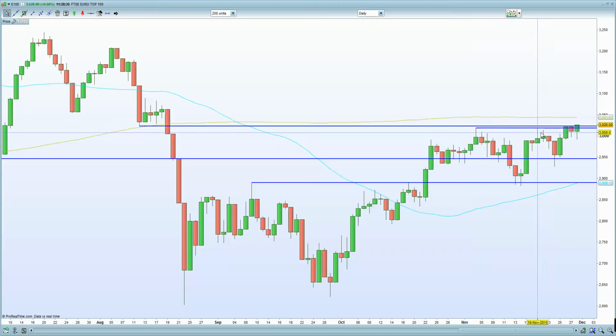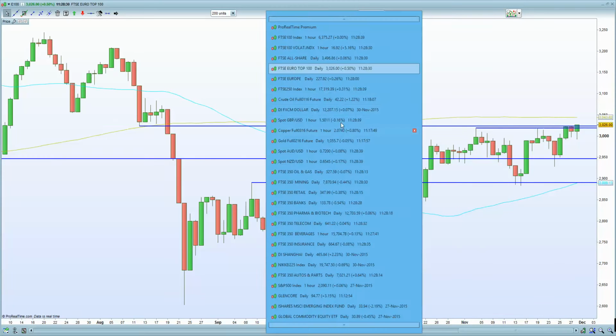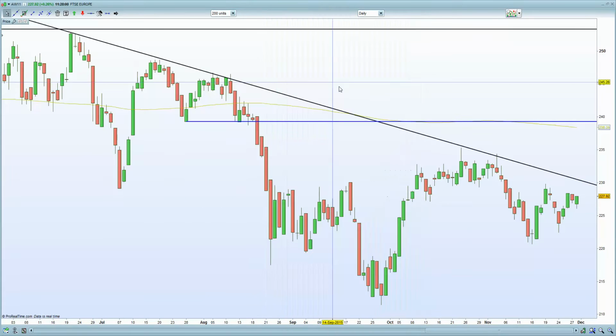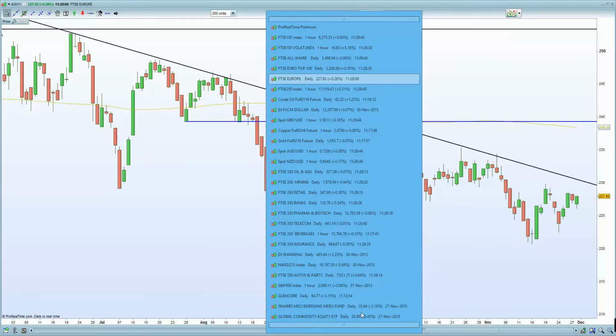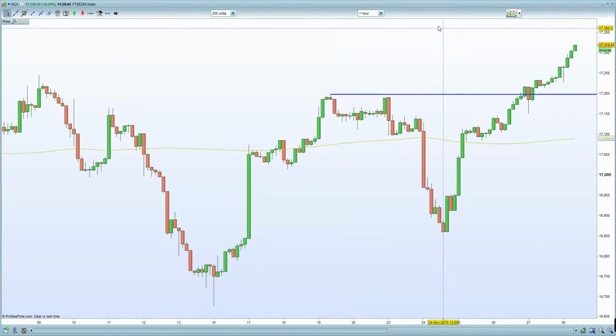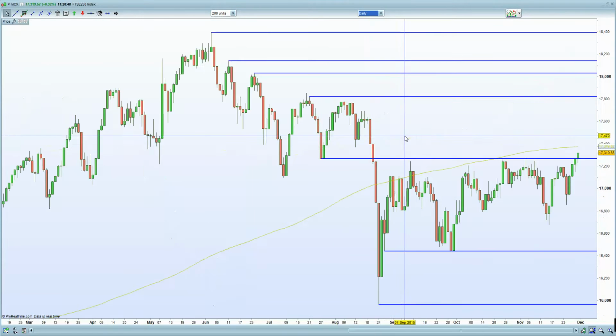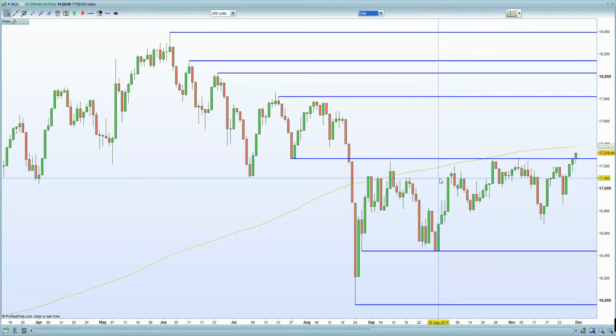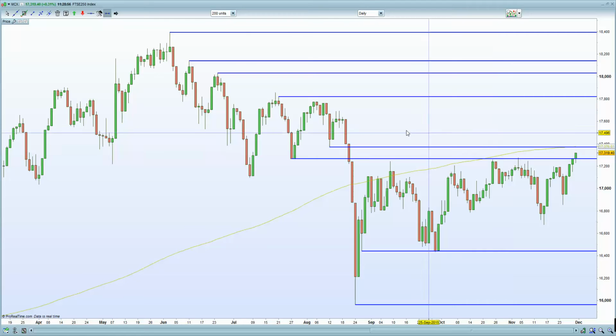FTSE Euro Top 100, again, you are into that horizontal resistance zone. FTSE Europe itself, again, still an inside bar, no real commitment or move higher. FTSE 250, yes, quite an impressive move this morning, very impressive on the back of potentially weaker sterling and talk of a rate hike potentially delayed. But again, we are approaching that 200 MA on the FTSE 250, and that will act as potential key resistance on the index itself.